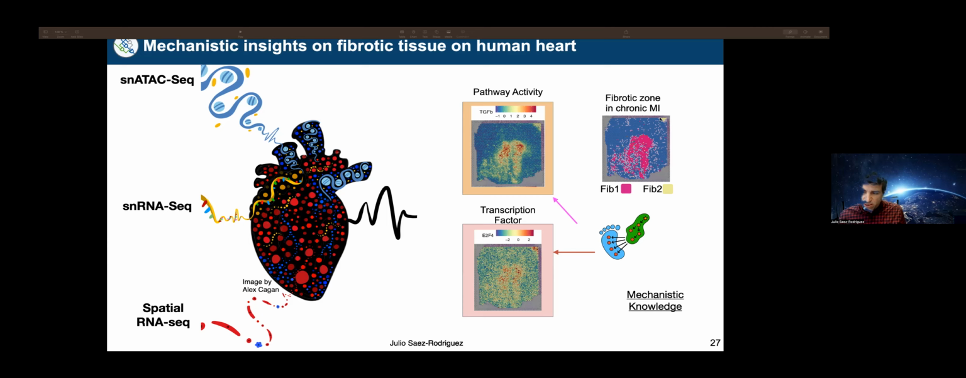And then accordingly, in the same places where we see the fibrotic cells, we see a high activity using our footprint methods of TGF-beta. So this is a major driver of fibrosis, makes sense. And also higher activity of a transcription factor downstream of it called E2F4. This is just to illustrate how you can apply these methods to, in this case, spatially resolved transcriptomic data.